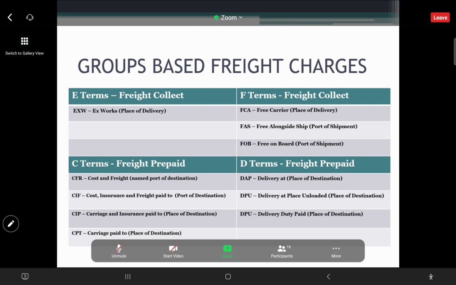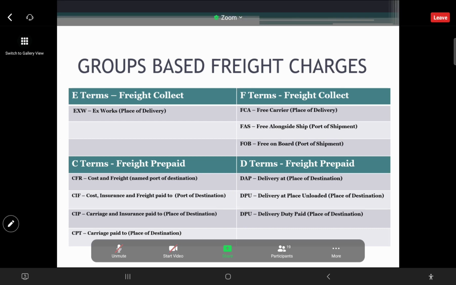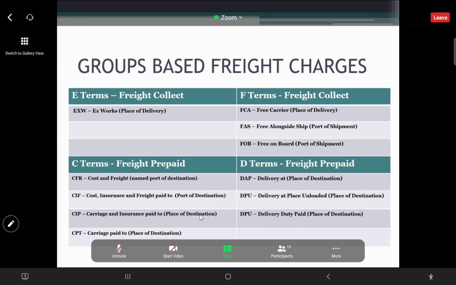No. Freight collect means, see, the shipment sails from the seller or exporter, right? And these details will be evidenced in a transport document, freight collect or freight prepaid. So if it says freight collect, it is an instruction to the carrier that freight is to be collected from the other party. The other party, obviously, is the buyer or importer. You with me? Yeah, got it.